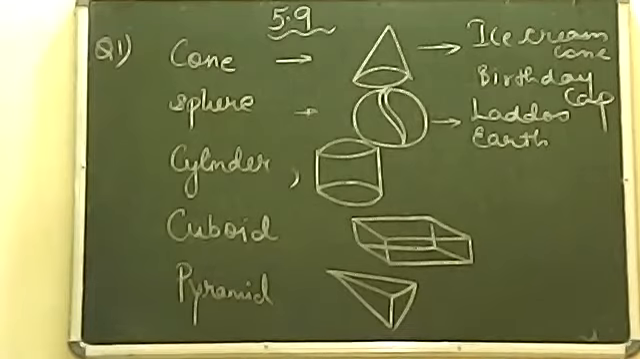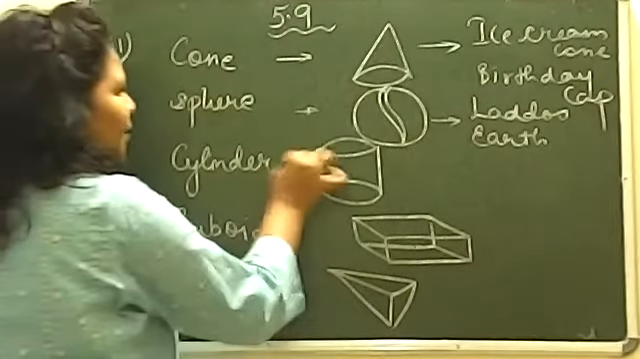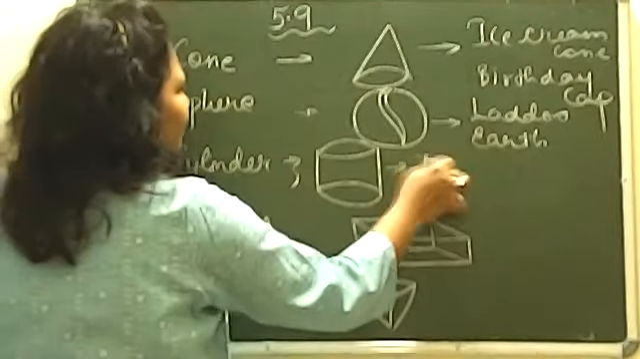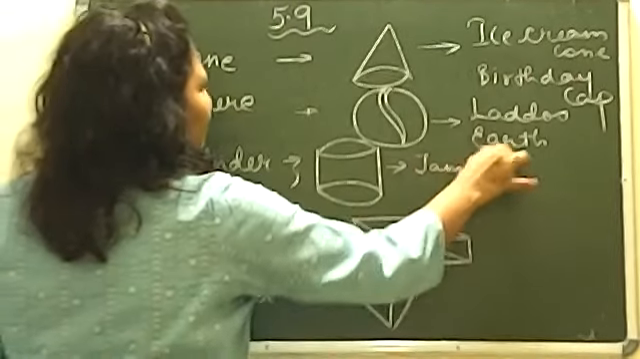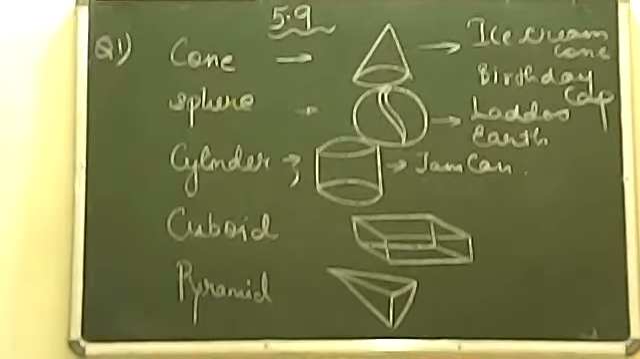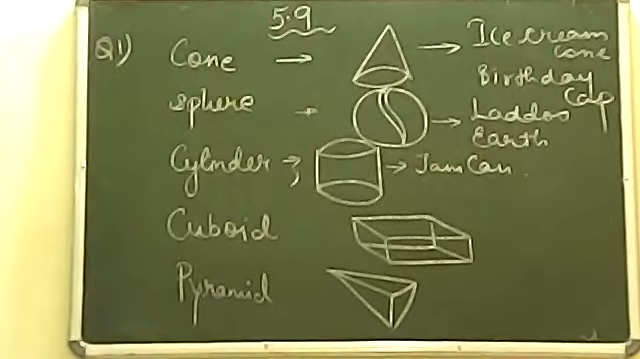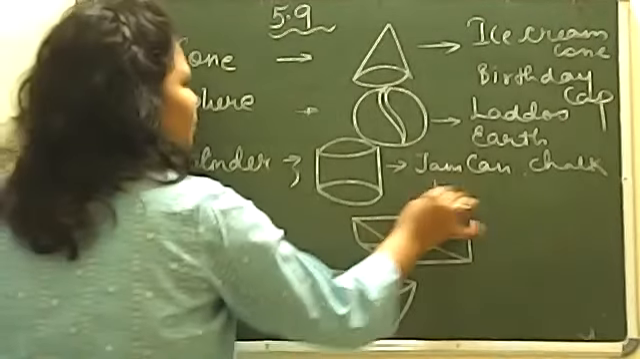Now move on to the third one, cylinder. I told you the example of cylinder just now. Jam can. Okay, you know, the one in which jam comes, that is in the shape of cylinder only. You have gas cylinder also at home. That is also the shape of cylinder only. You can have another example like chalk. The chalk by which I am writing, that is also the perfect shape of cylinder only. You can have a bottle as well. Yes, absolutely. You can have the bottle also.